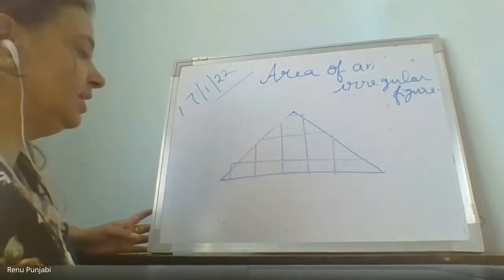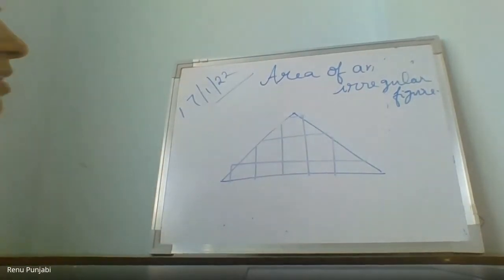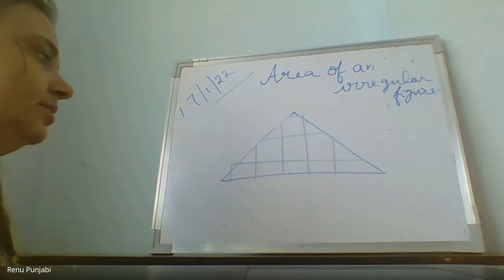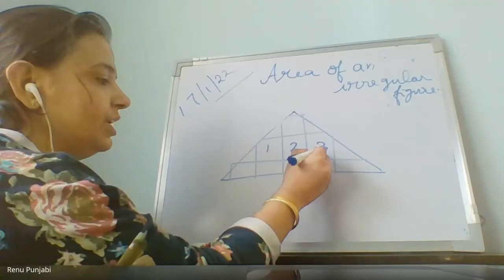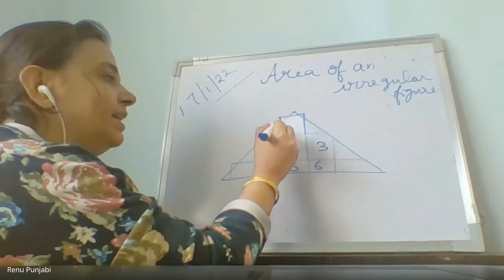Now children, in this, count how many full squares are there, the ones with all four boundaries. Four squares. Ma'am, 7. 1, 2, 3, 4, 5, 6. Six. Seven on the top? No, 7 on the top is not there, beta.